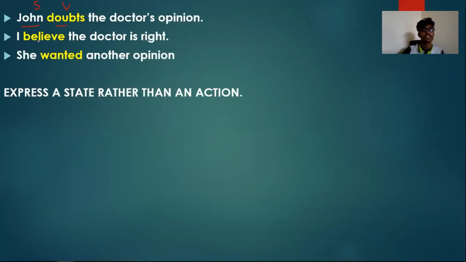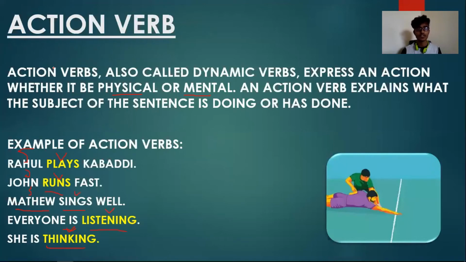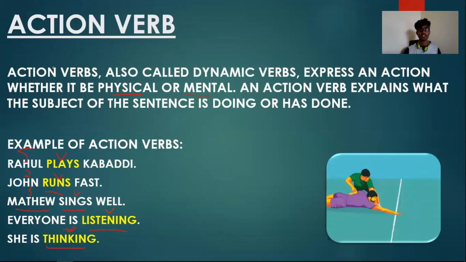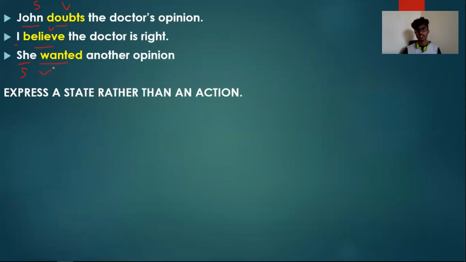I believe the doctor is right. I is the subject, and believe is the stative verb. She wanted another opinion. She is the subject, wanted is the stative verb. So this is all about action verb and stative verb. Action verbs explain what the subject of the sentence is doing, which can be directly observed. And stative verbs express a state rather than an action, like beliefs, thoughts, emotions, etc.